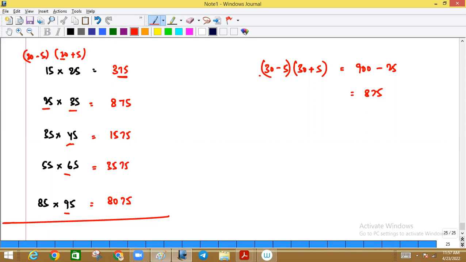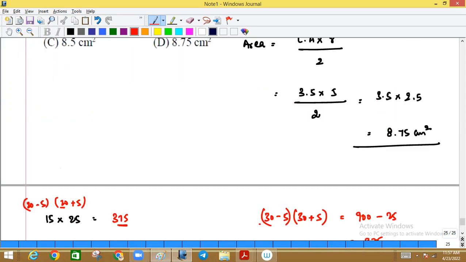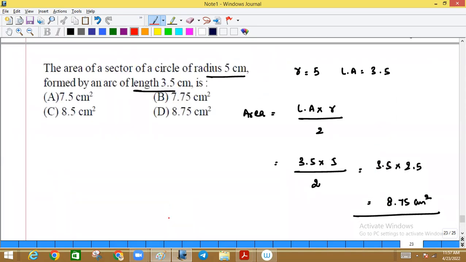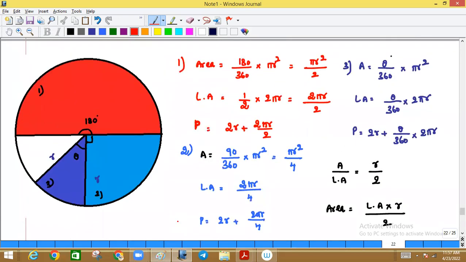So whenever you're multiplying two numbers which end with 5, whose difference is 10, like 15 into 25, 25 into 35, 35 into 45, 45 into 55, you should know it immediately, right? So here our answer depends on the multiplication as well. 25 into 35 is 875. So 2.5 into 3.5 is how much? 8.75. Right? Copy them.